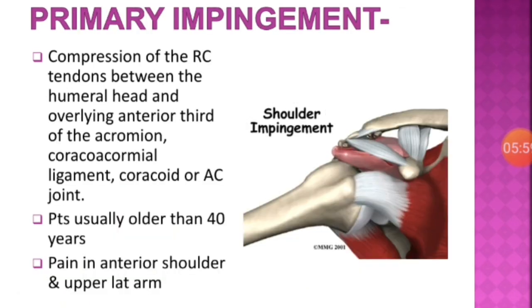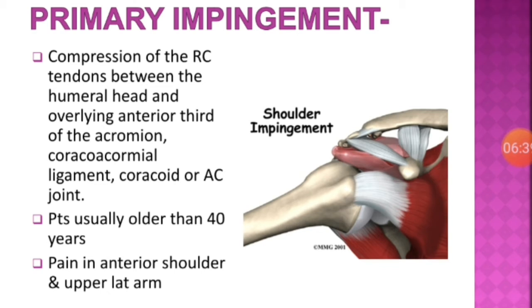The impingement can be of three types depending upon its characteristics. It is primary impingement, secondary impingement, and internal impingement. Primary impingement is the compression of the rotator cuff tendons between the humeral head and the overlying anterior third of the acromion, coracoacromial ligament, and coracoid or acromioclavicular joint. It is a result of an abnormal mechanical relationship between the rotator cuff and the coracoacromial arch.